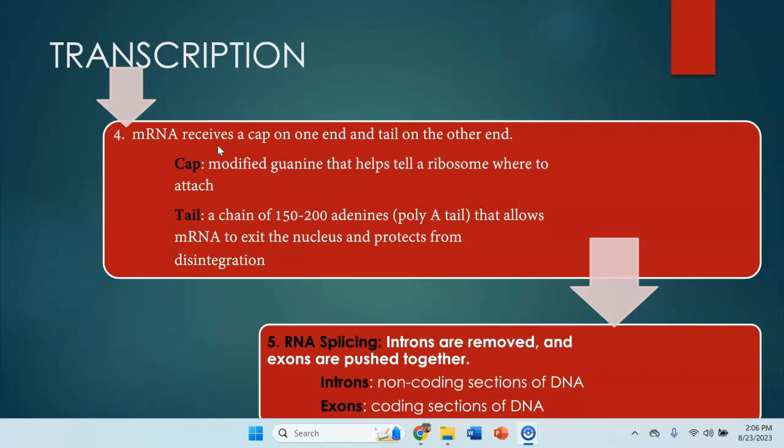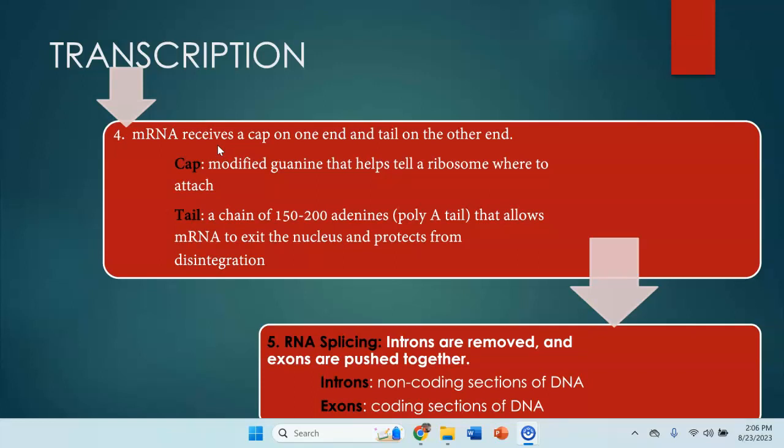The last thing that's going to happen then is that we are going to get rid of any junk DNA, right? We don't want to have to go through the rest of this process decoding or translating the information if we don't need it, right? So if it's not important, we're going to take it out.